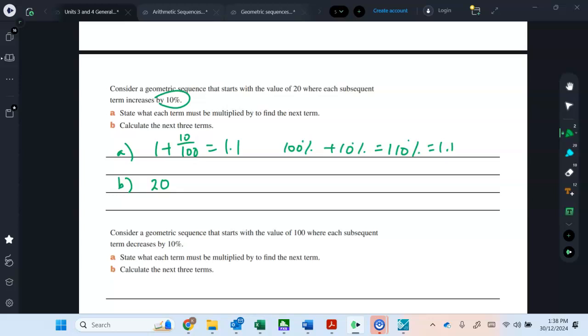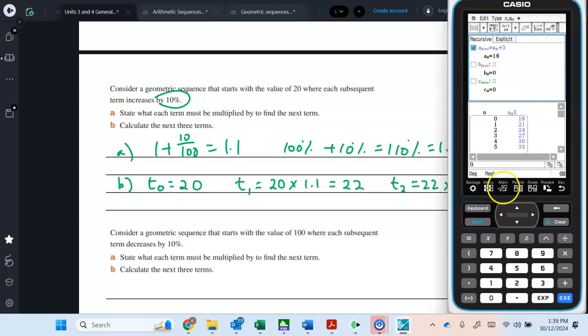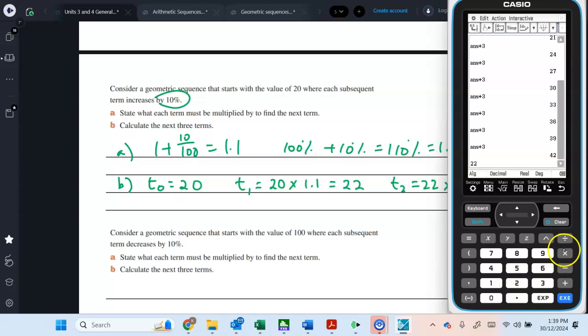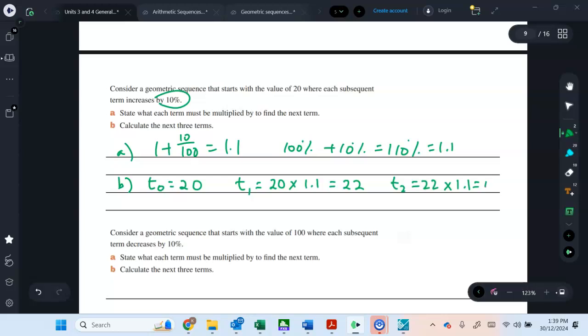All right, so actually let's write them down in terms of their term numbers. So initial term T0, T1 is 20 times 1.1, which is 22. And then T2 is 22 times 1.1. And I'm just going to do that on the calculator just in case I get it wrong. 22 times 1.1, 24.2.